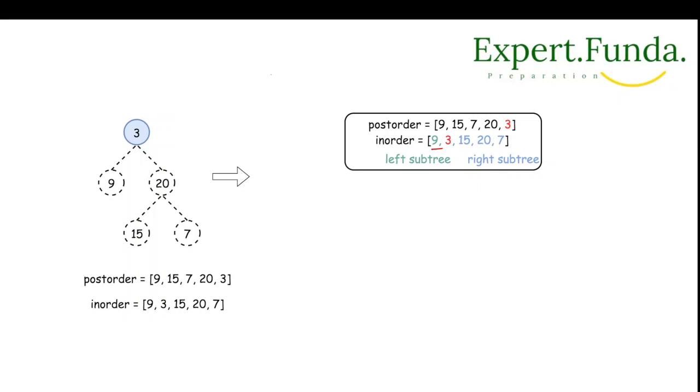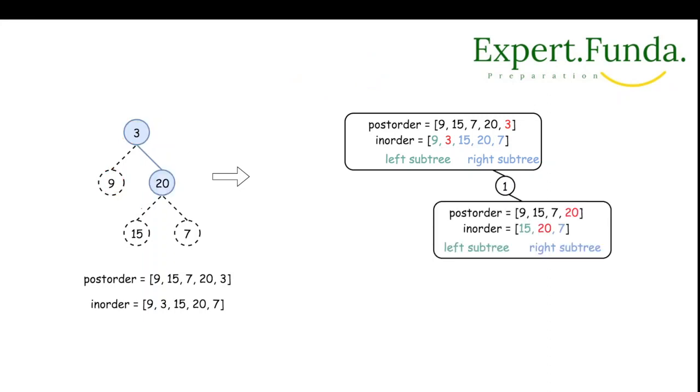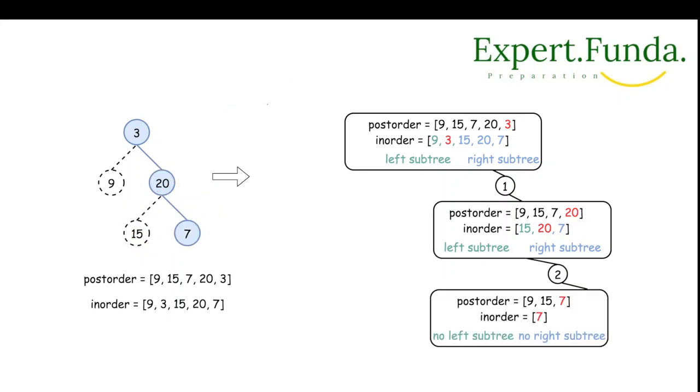So if we talk about the in-order, first 3 will go to left node and right. So first is left, 9 will come to the left subtree, 3 is its root, and the rest of it will come to its right subtree. Now the right subtree is this one. In the right subtree, 15 will go left, then 20 and 7, LNR, remember. You have to follow it like this.